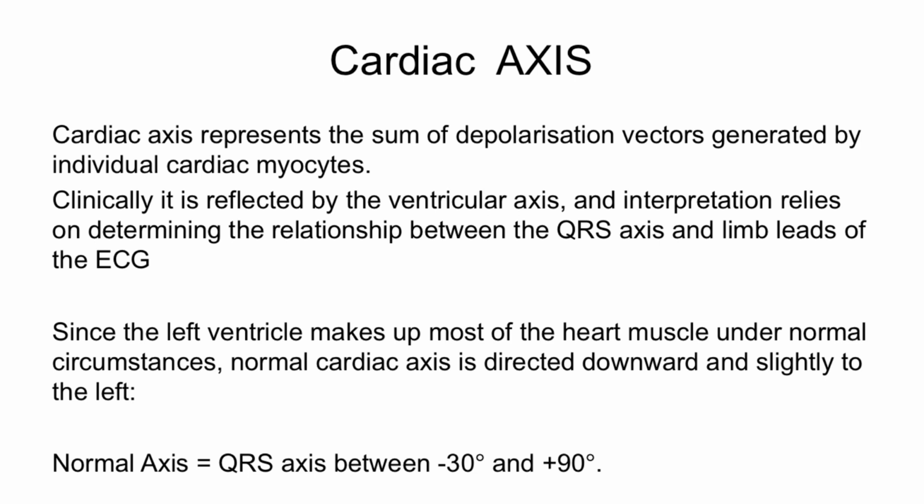Since the left ventricle makes up most of the heart muscle under normal circumstances, the normal cardiac axis is directed downwards and slightly to the left, and the normal axis is between minus 30 degrees to 90 degrees.